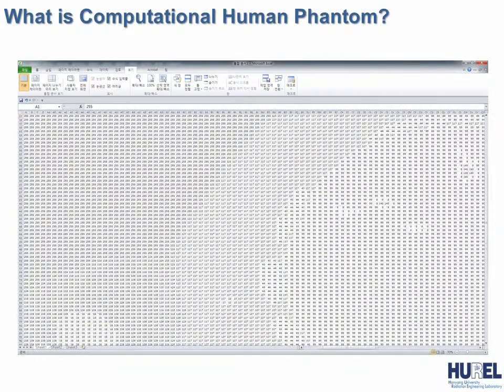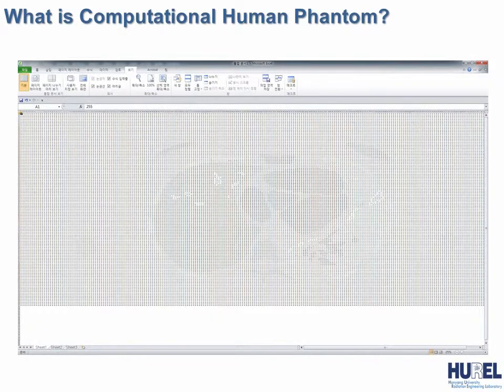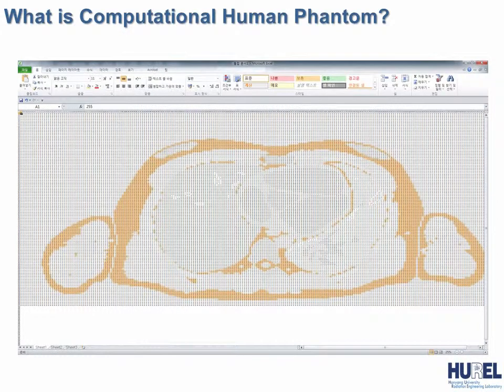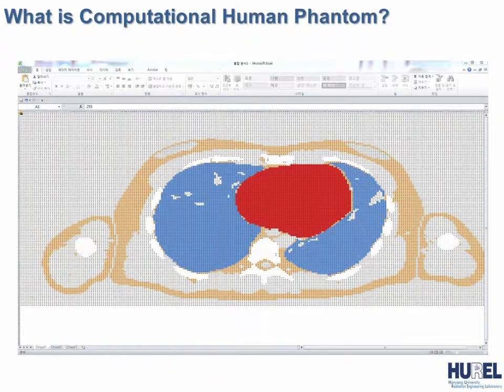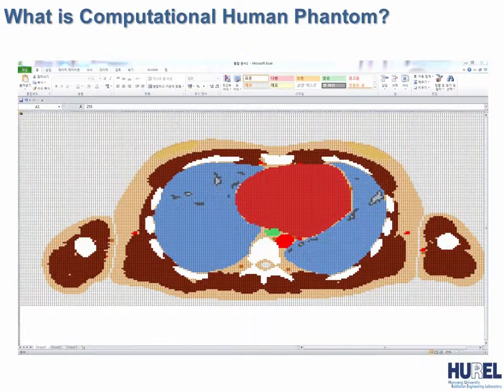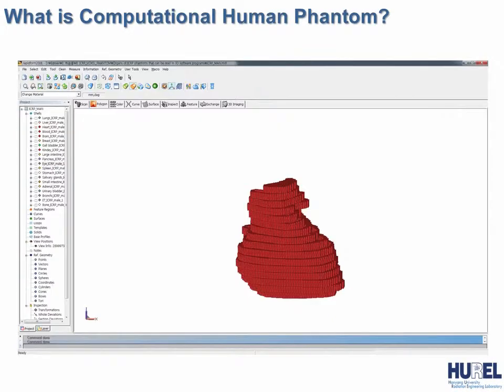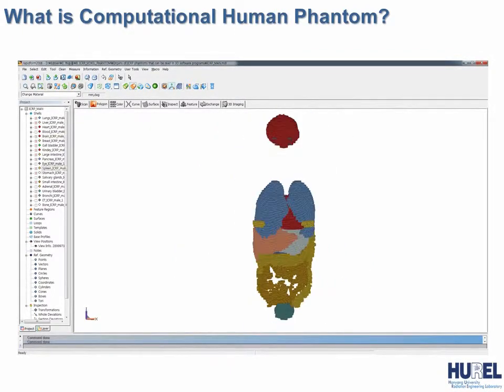Each ID number represents corresponding organs in the human body. For example, these ID numbers in this sliced image represent skin, lungs, heart, bone, and other organs. After placing voxels of all sliced images in 3D space, a computational human model is finally constructed.